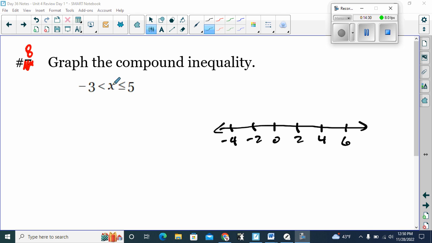Because x has to be bigger than the negative 3, we do not have the or equal to, so we put an open circle at negative 3. X could be equal to 5, so closed circle at 5. And notice my x has to be bigger than the negative 3 and also smaller than the 5. The x is in between the negative 3 and the 5. The shading goes in between negative 3 and 5.